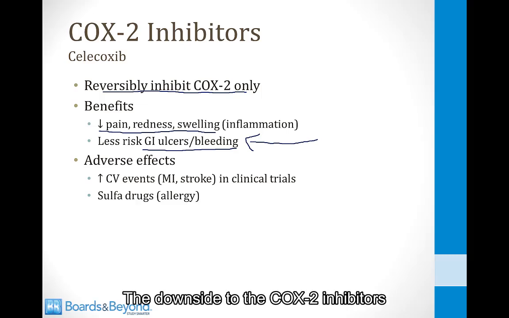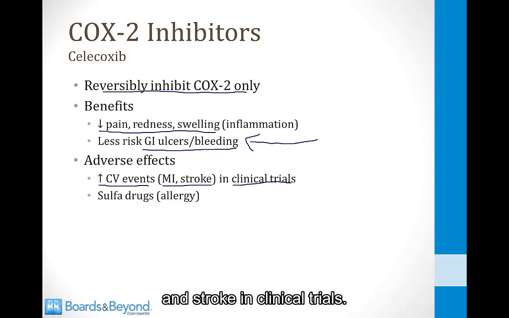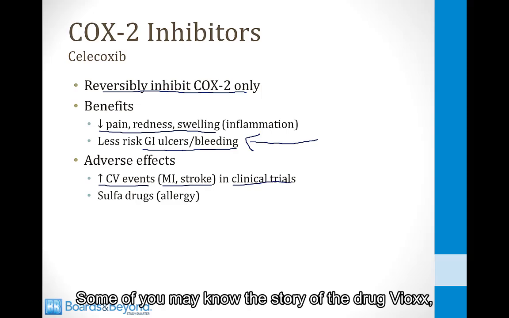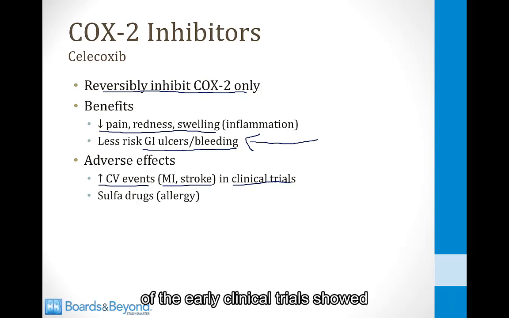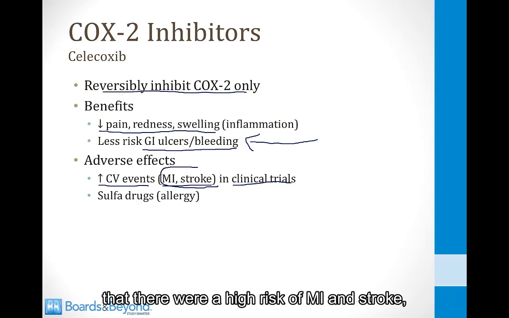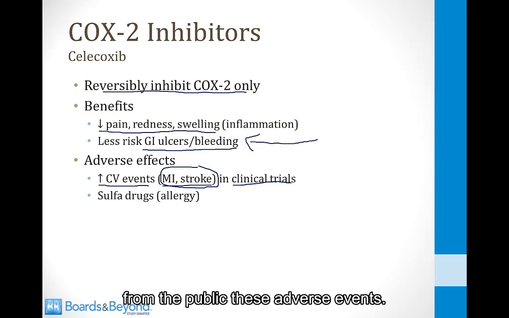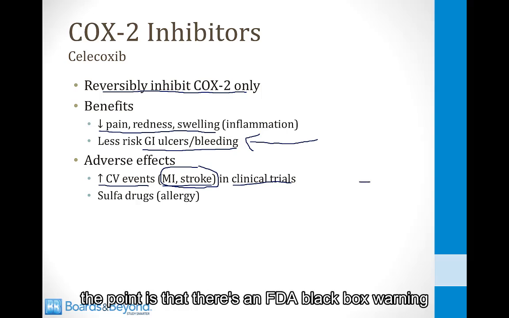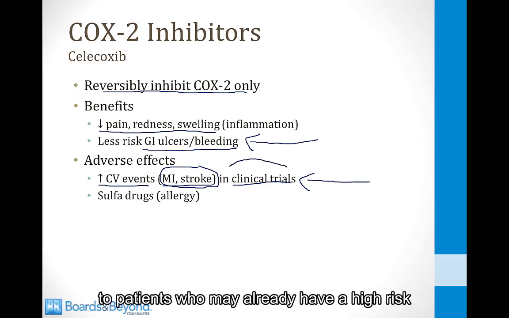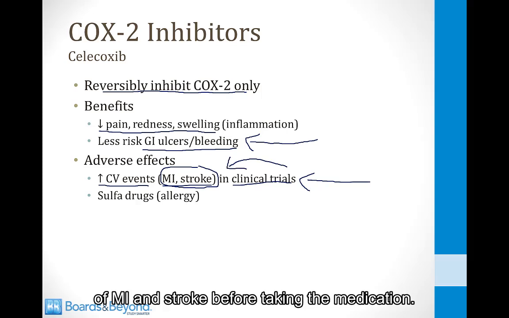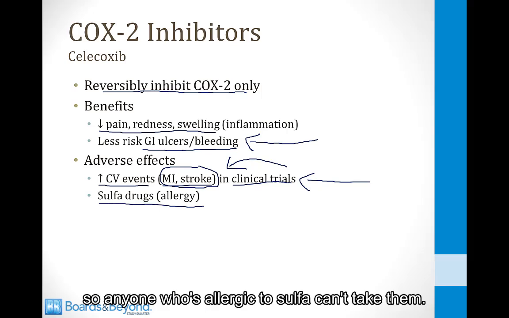The downside to the COX-2 inhibitors is that they've been shown to have increased cardiovascular events like MI and stroke in clinical trials. Some of you may know the story of the drug Vioxx, which was pulled from the market after subsequent analysis of the early clinical trials showed that there were a higher risk of MI and stroke, and there were accusations that the drug company may have tried to hide from the public these adverse events. But regardless, the point is that there's an FDA black box warning that you have to be careful administering these drugs to patients who may already have a high risk of MI and stroke before taking the medication. And then finally, the COX-2 inhibitors are sulfa drugs, so anyone who's allergic to sulfa can't take them.